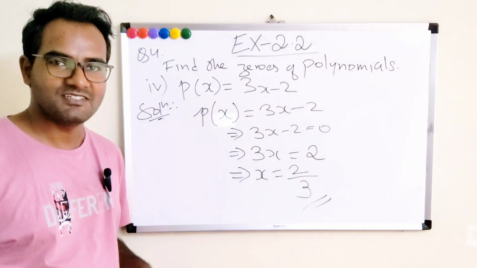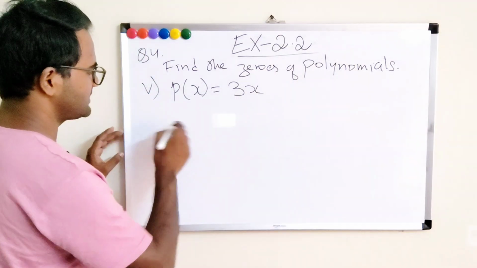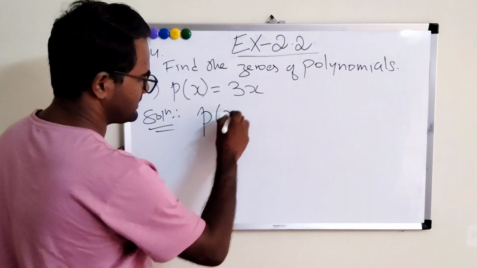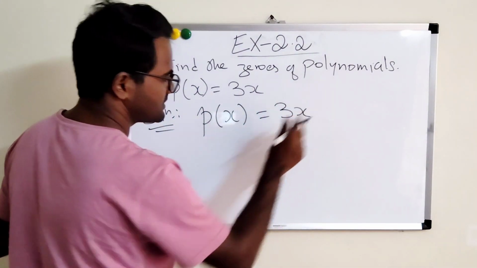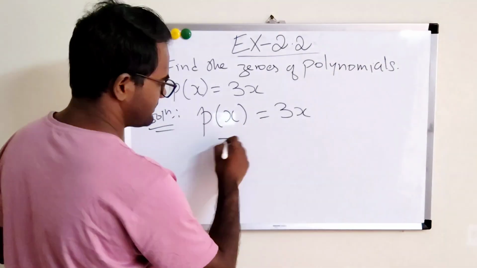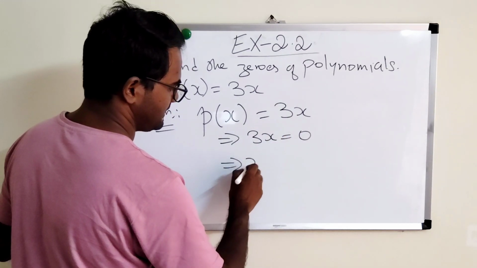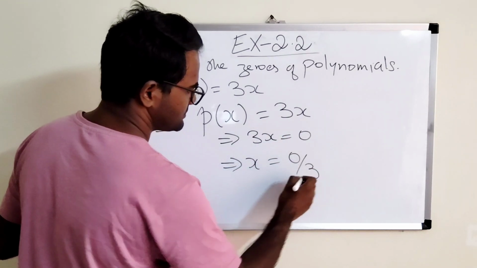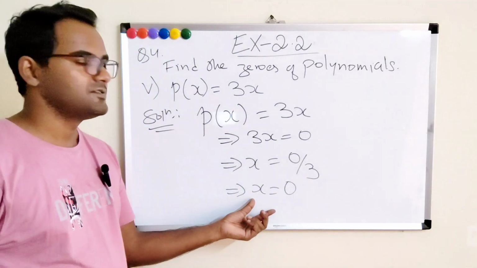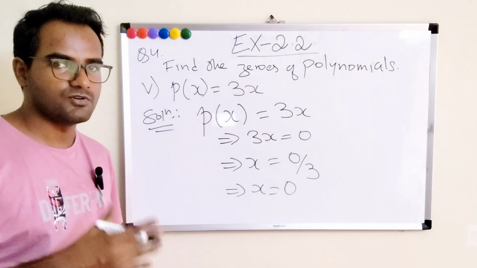Very easy and simple, right? So now we have number 5. Let us solve. It is very easy. I think it will be completed in one step. So p of x equals 3x. Now we will write 3x equals 0. So x equals 0 by 3, which means the value of x is 0. This is the zero of the required polynomial.